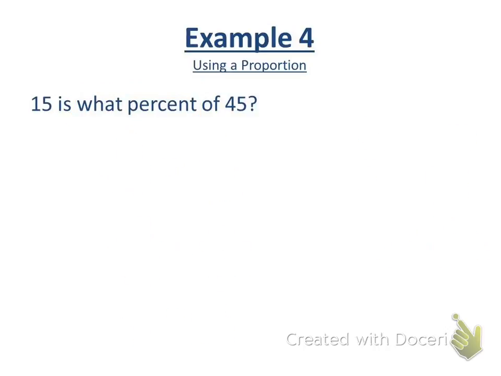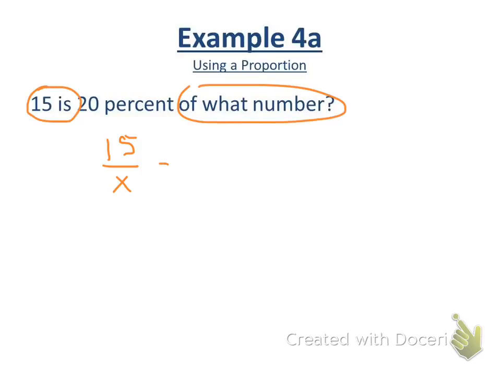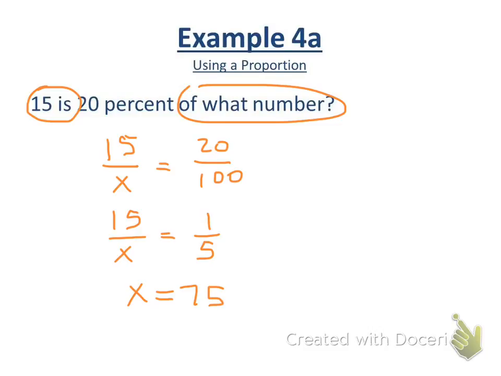Okay. All right. Try this one on your own. Is over of equals percent over 100, so 15 over x. So of is the x, 15 is the is, equals 20 over 100, right? Then we can simplify the fraction. 20 over 100 is 1/5. Cross multiply, we get x equals 75. Does that make sense? Is 15 20% of 75? Sure is, 1/5, right?